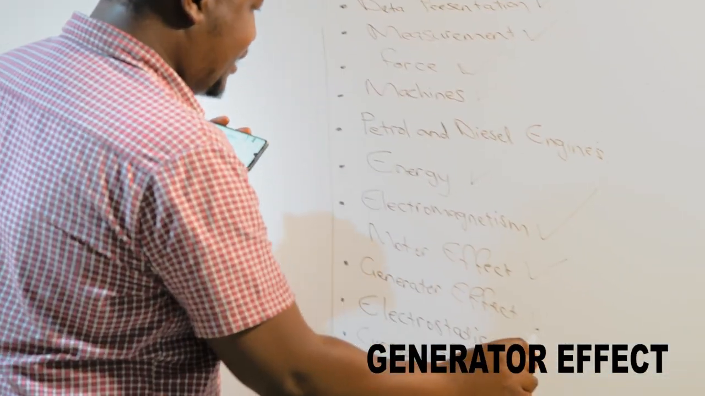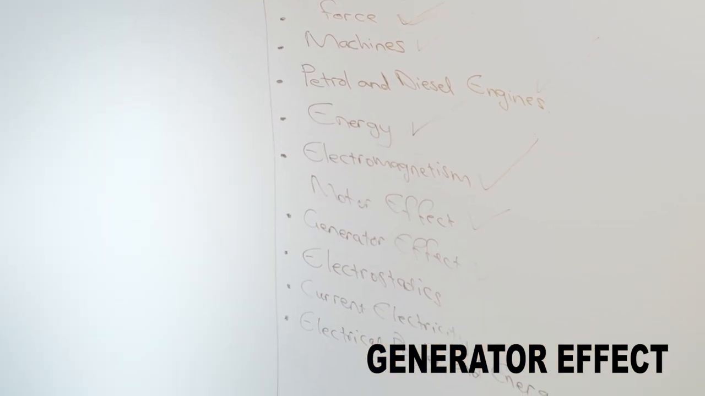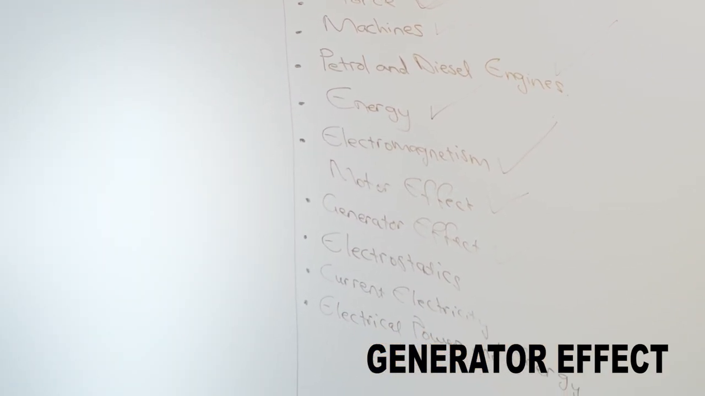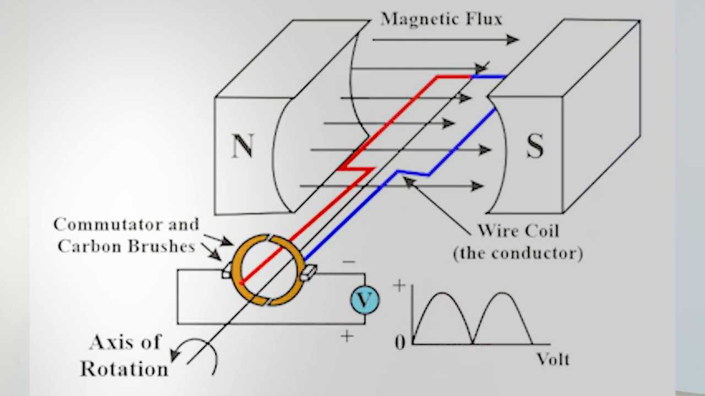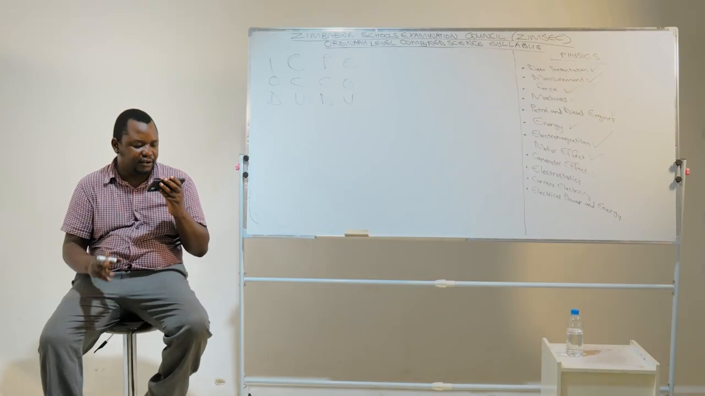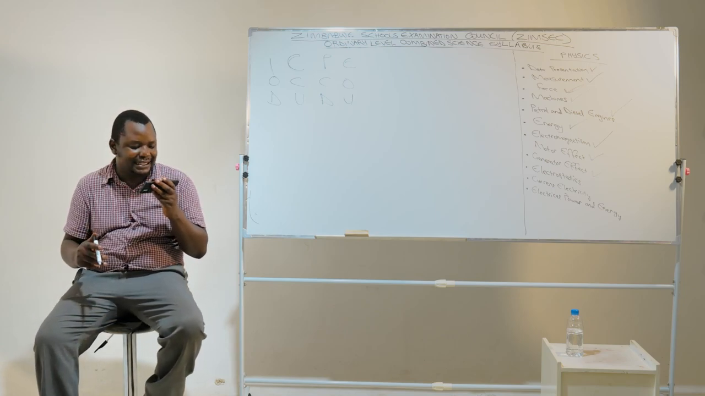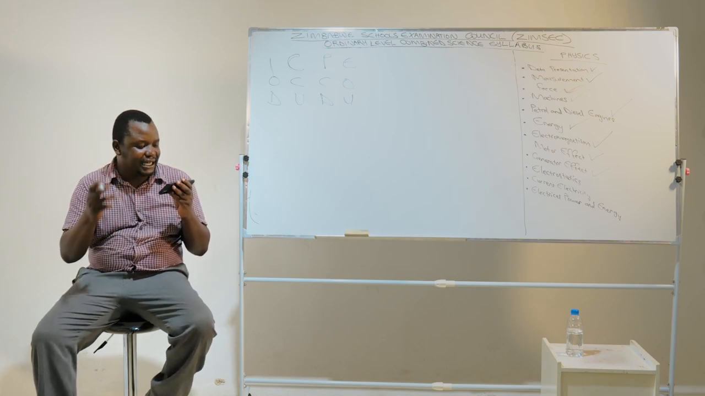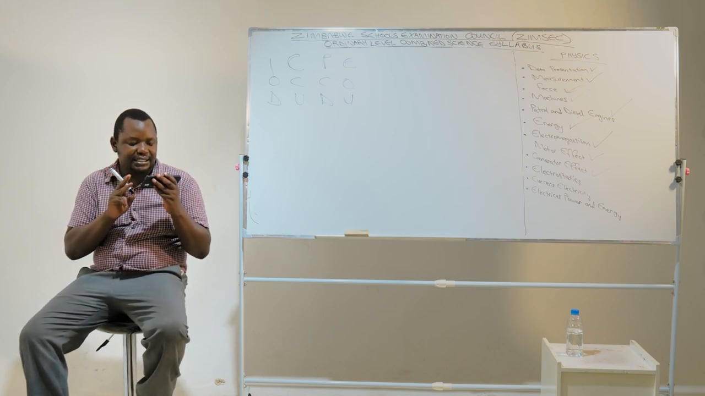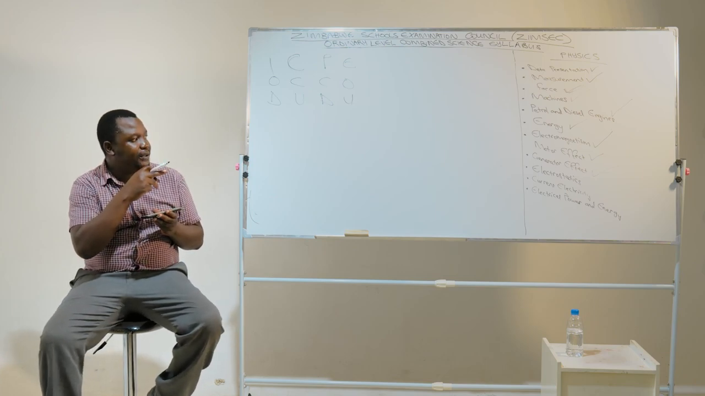Under the generator effect, my objectives are here. First point: describe an experiment which shows that a change in magnetic field can induce an electromotive force in a conductor. Then, state the factors which affect the magnitude of induced EMF, the electromotive force. Last point: describe the operation of an alternating current AC and a direct current DC generator. I will tell you in more detail, but here are my topics.